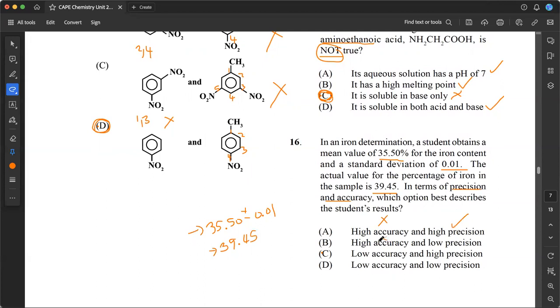We don't have high accuracy, so we can strike out this one as well. And we have high precision, so we can strike out that. Low accuracy, that's correct. And we have high precision. So C is our answer. Again, remember, it's low accuracy because the student's reading is not close to the actual one. And because our standard deviation is fairly small, we know that we have high precision. The student had high precision in the measurements, okay? So the answer for 16 is C.